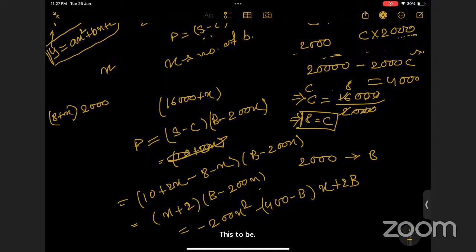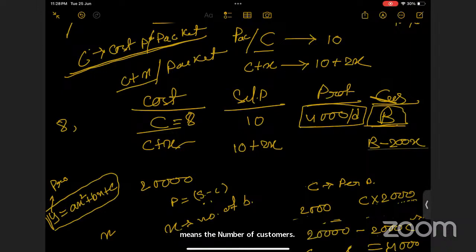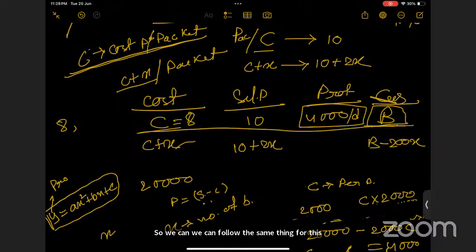Now, if we get the value of B, then we will be like. So we have to find the value of B. That means the number of customers. So we can follow the same thing for this case also, right? Like we have our profit as 400. We have our selling price. We have our cost. That means 2, and we have our number of customers B. From here we can get the value of B, right? Yes, ma'am. Over here, B is 2000, which is the same result as we assumed that one packet is for one customer.